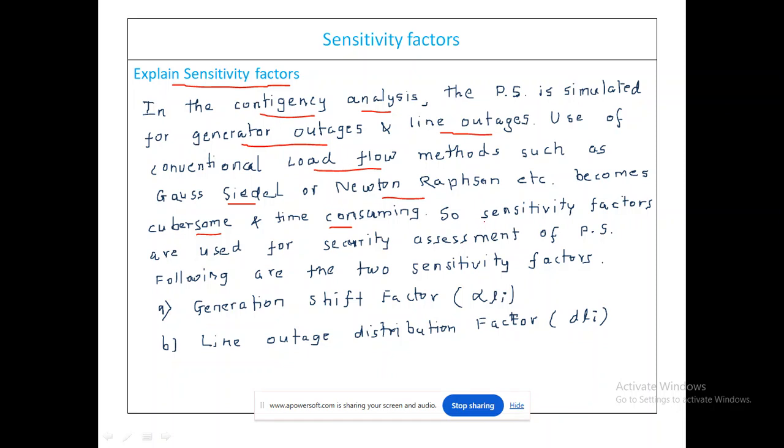So there is another shortcut method: using sensitivity factors, which are used for security assessment of the power system. There are two sensitivity factors that are defined. The first one is the generator shift factor, denoted as alpha Li. And the second one is the line outage distribution factor, defined as DLI. So let us try to understand this generation shift factor and line outage distribution factor.